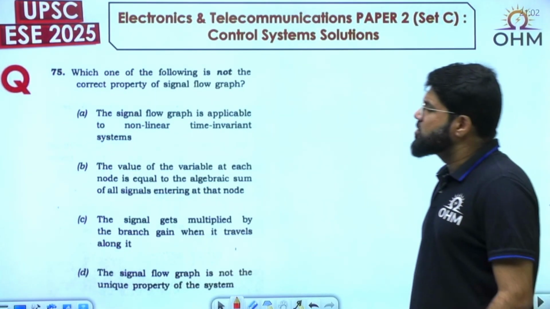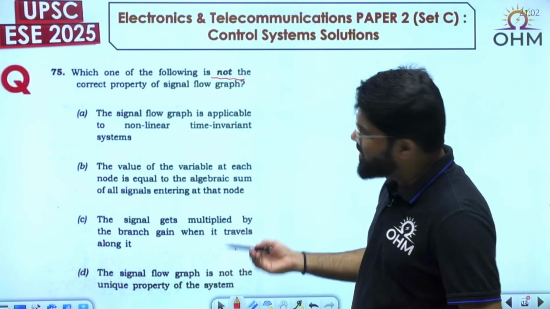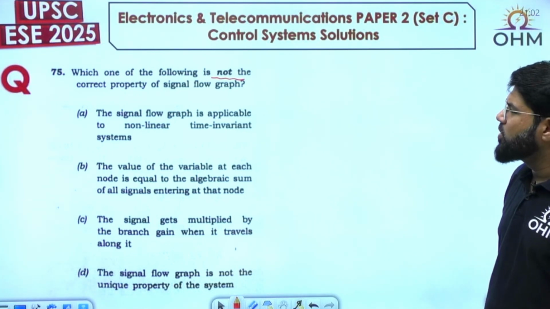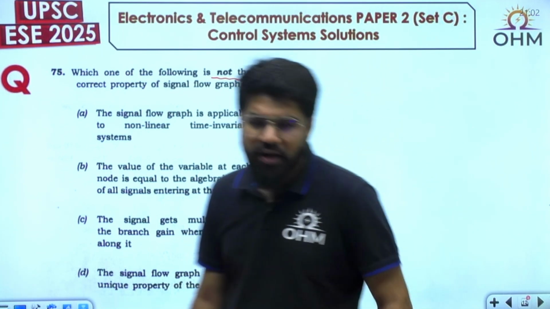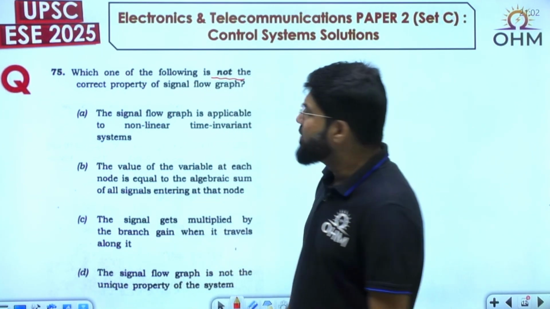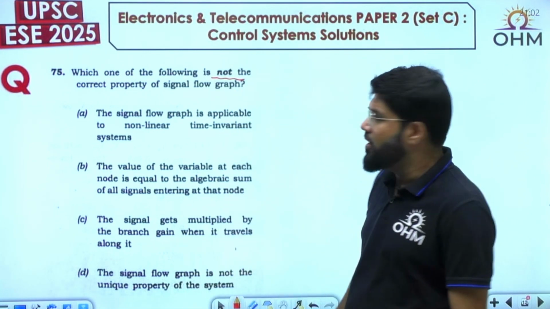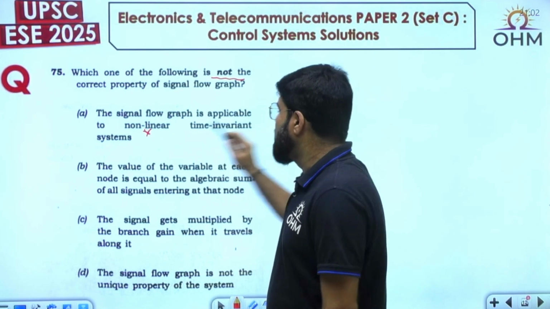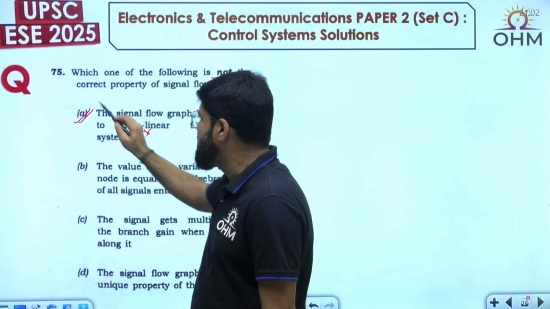Which of the following is not the correct property of signal flow graph? See, they have put up very basic understanding questions. The statement that the signal flow graph is applicable to non-linear systems is wrong. Signal flow graphs can only be drawn for linear systems, although block diagrams may be drawn for non-linear. So this statement itself is not correct, so option number A is right.